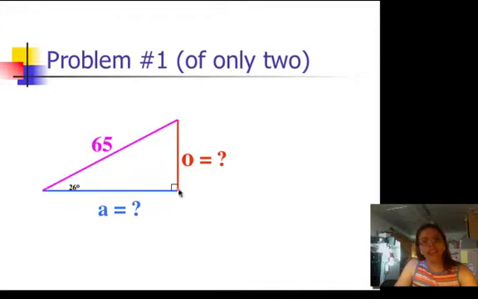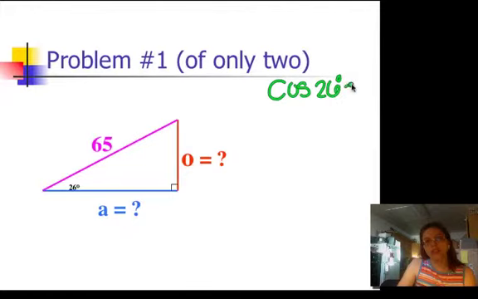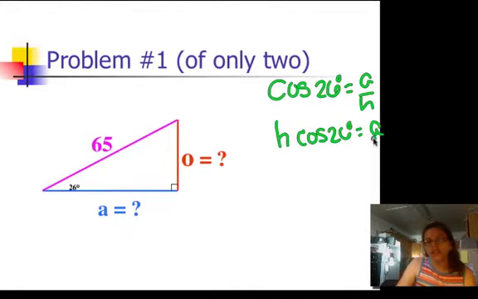So we want to solve for the adjacent and the opposite. If we want to solve for the adjacent, we know we have the adjacent and the hypotenuse, so that would be cosine. So we would write cosine 26 degrees is equal to adjacent over hypotenuse. And we multiply both sides by the hypotenuse, so we have the hypotenuse times cosine 26 degrees is equal to the adjacent. So the hypotenuse times the cosine of the angle is always equal to the adjacent.